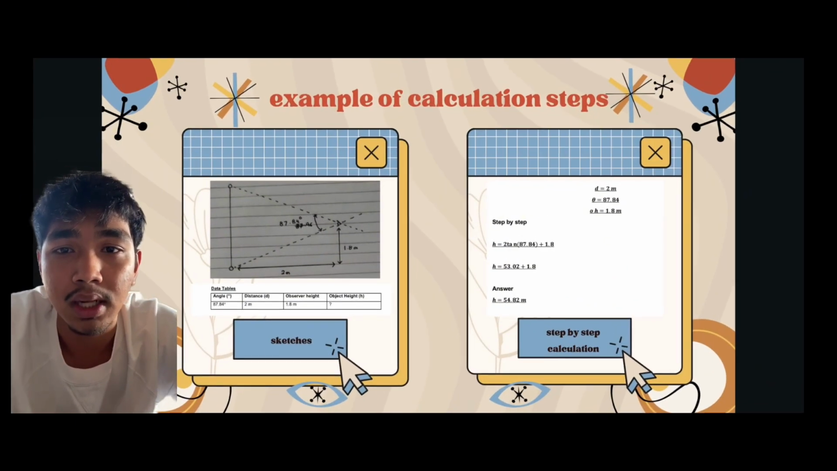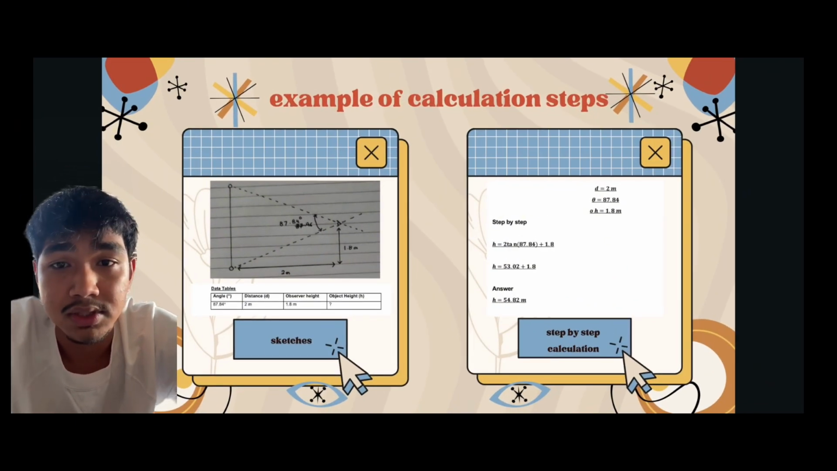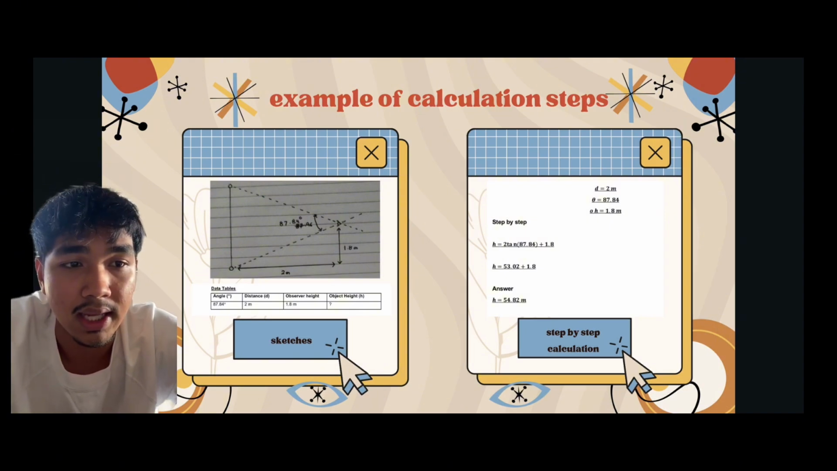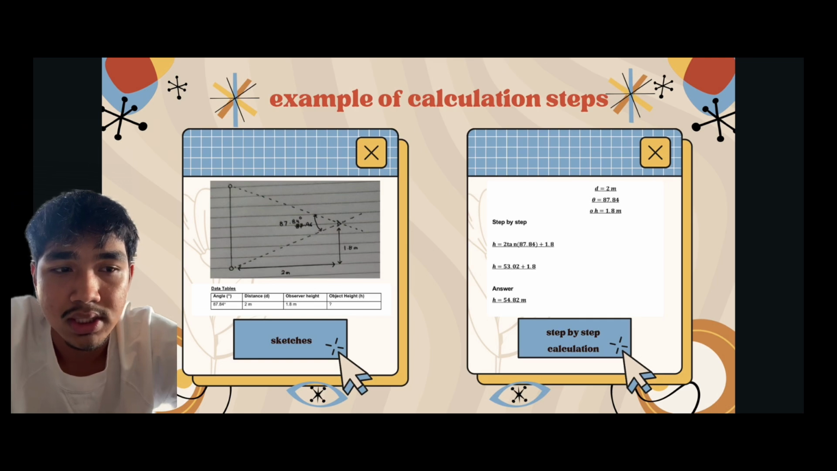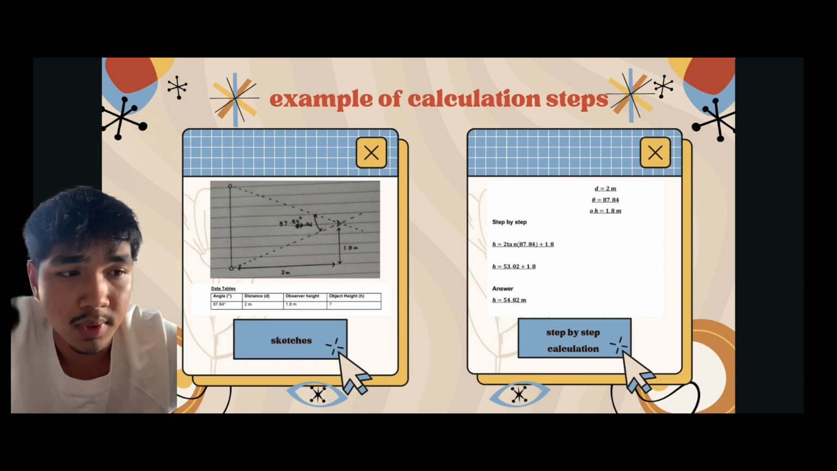So, example of calculation steps. First, you guys can see our sketch, okay, and the data table: the angle 87.84 degrees and the distance 2 meters, observer head 1.8 meters. Okay, so for the conclusion for this one, you can see step by step.